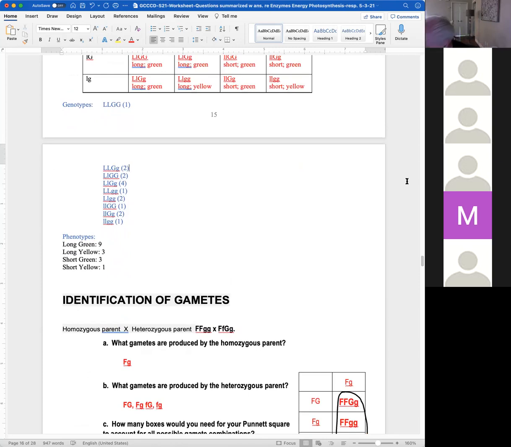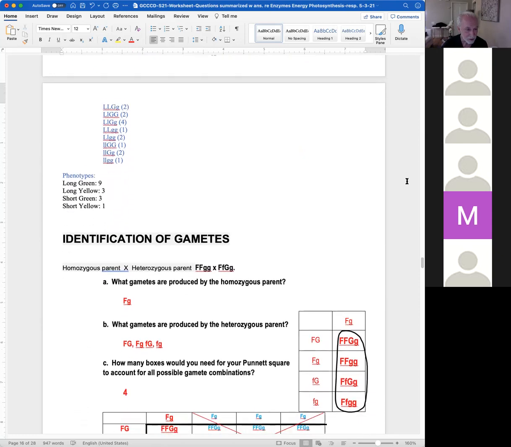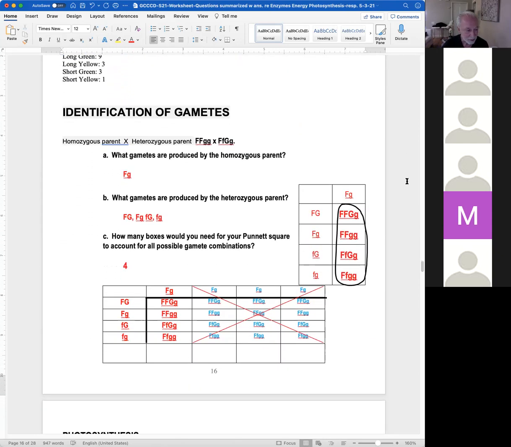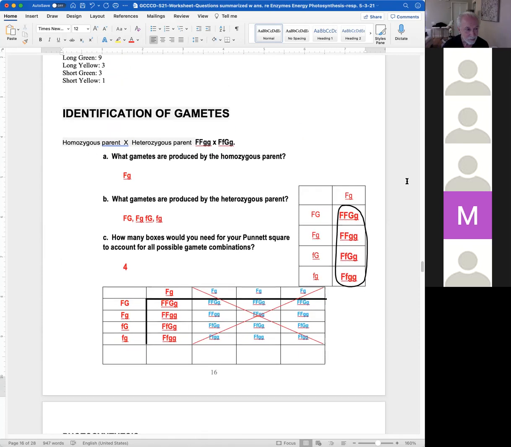Scott, we've got only 10 minutes left in the period, so hopefully you can go through gamete identification in that time. Okay, so let's talk about gamete identification. We've already touched base on this from the previous problem.